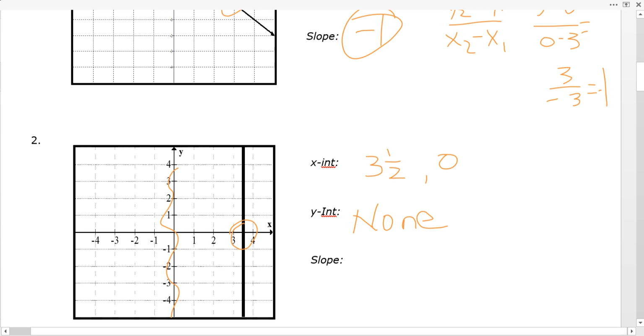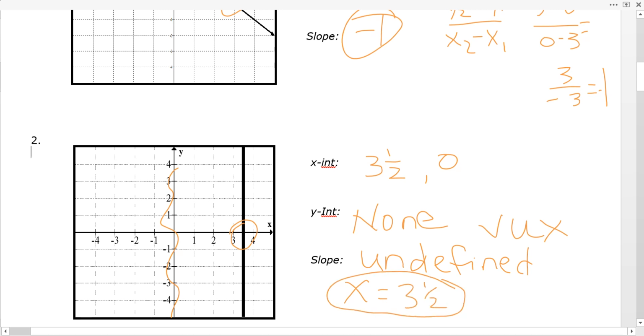So our slope, you should remember from before, what kind of line is that? It's vertical. The slope is undefined. And the equation, if we wanted it, would be x equals 3.5, because that's the equation we know for a vertical line.